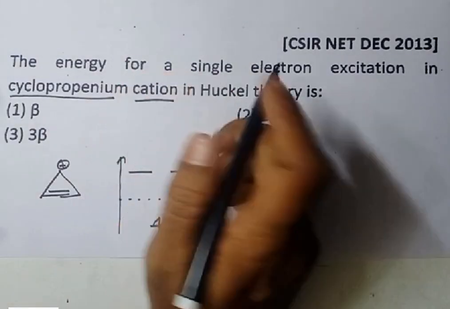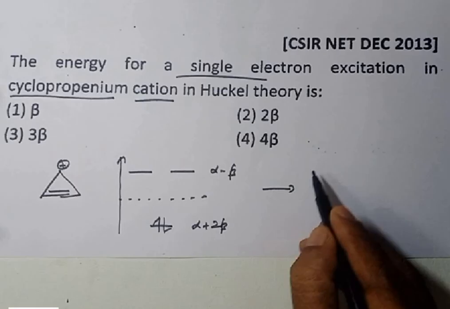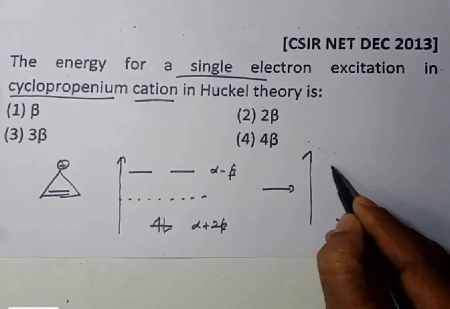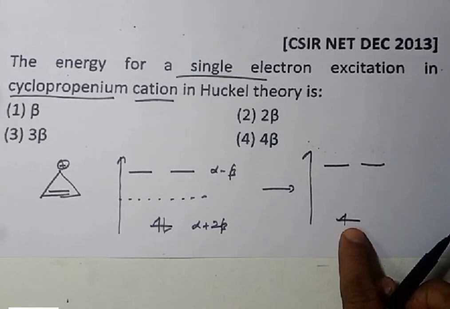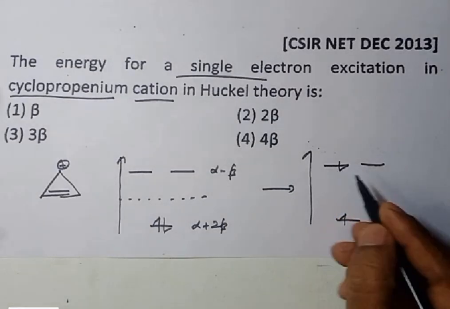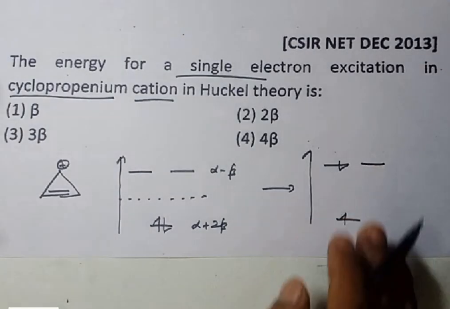Now, for a single electron excitation, if excitation takes place, what will happen? One electron will move from this molecular orbital, alpha plus 2 beta, to a higher energy molecular orbital. This is called single electron excitation. What is the energy required for this?